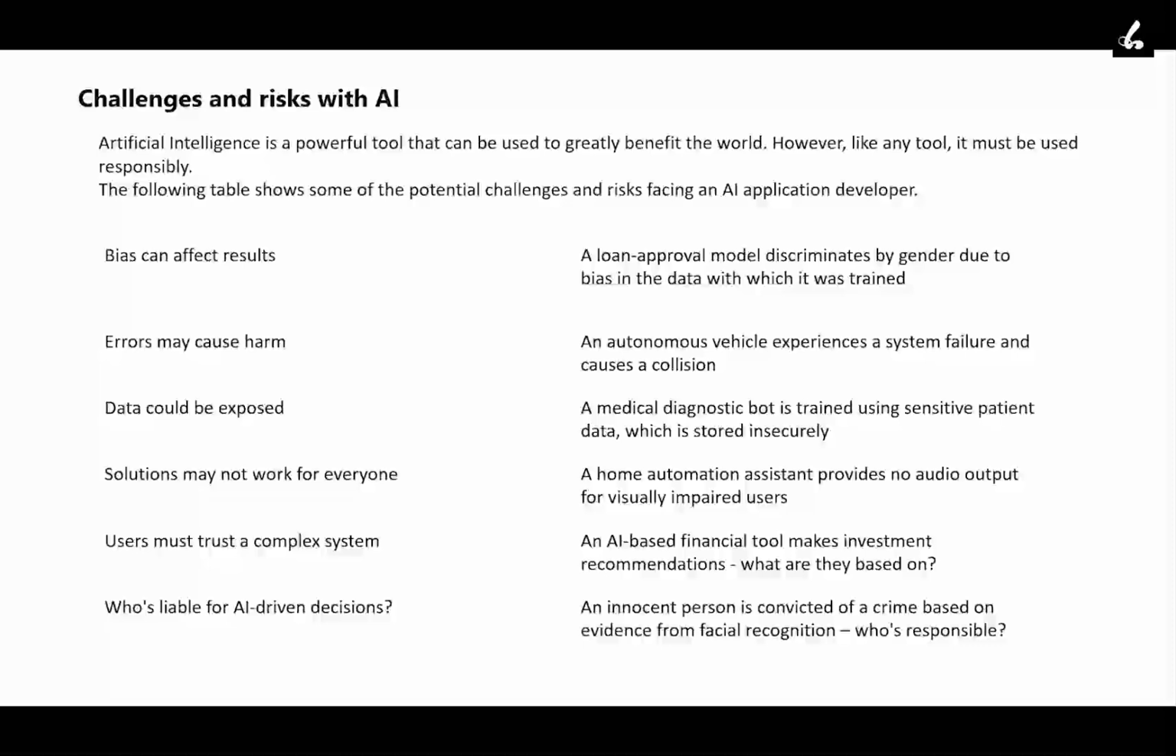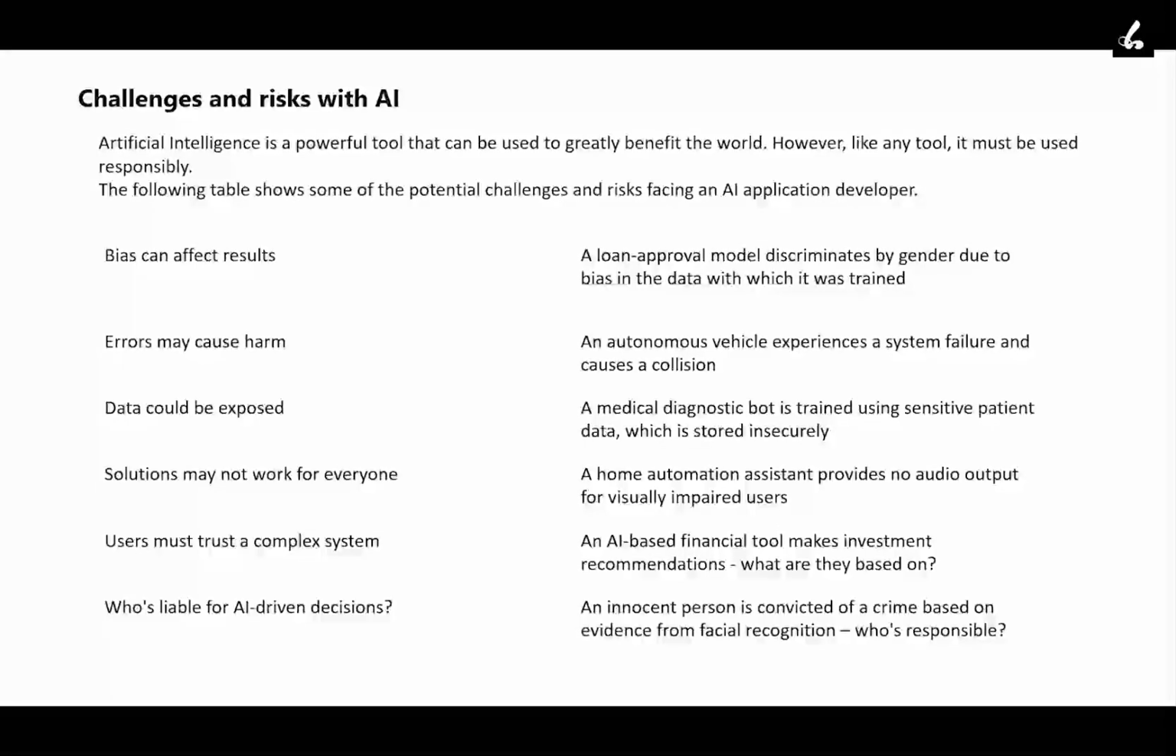Likewise, bias can affect results. For example, a loan approval model. If we have deployed a loan approval model with AI, it can discriminate by gender due to bias in the data on which it was trained. If it is not perfectly developed, it can be biased, and that can affect the results of the service.